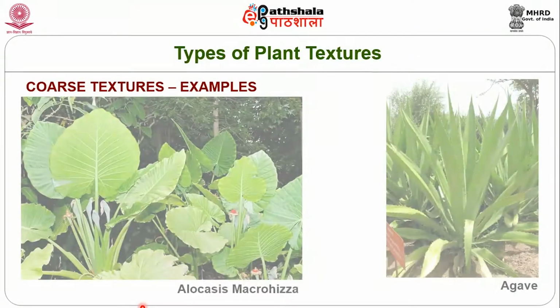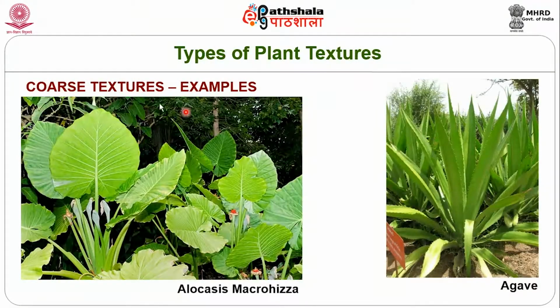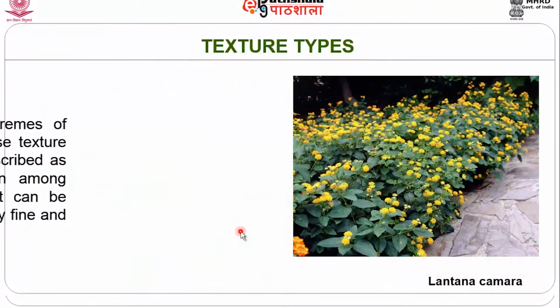So, some of you can see the larger leaf sizes which are there. So, all these are classified under the coarse texture, and also the agave. So, very strong characters, very strong leaf sizes and patterns, very striking in terms of the visual character themselves.